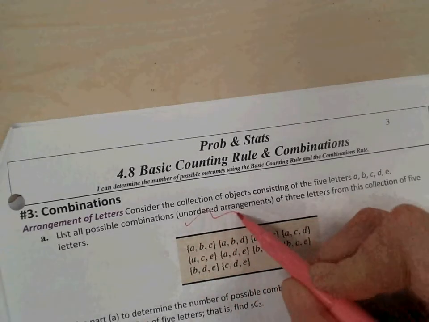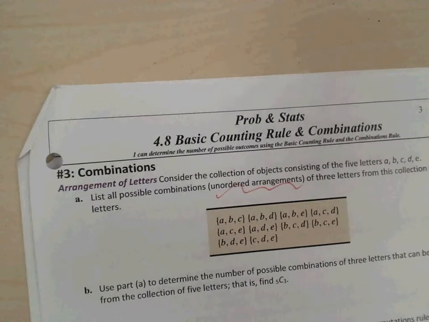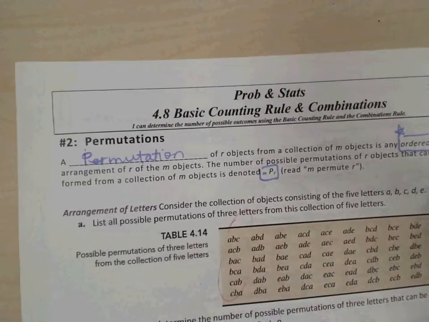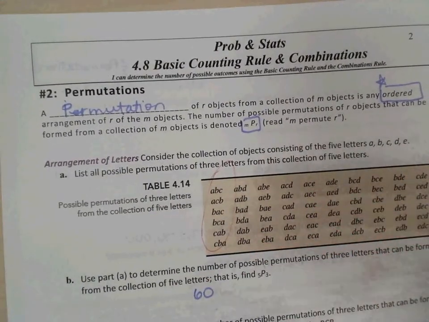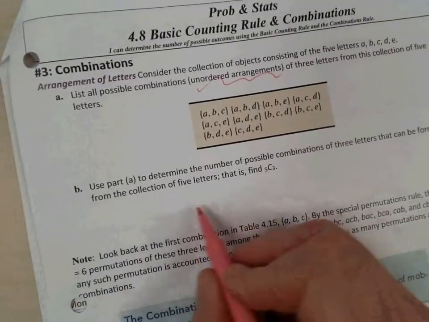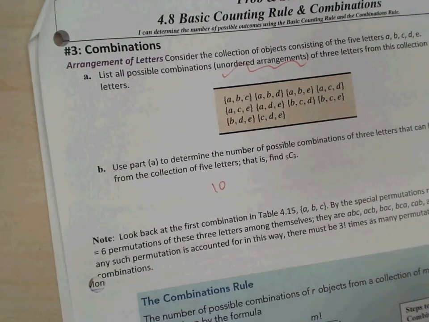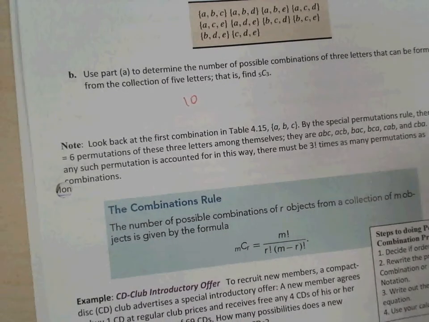So we have arrangements of letters. In this case, order doesn't matter. So we have the 3 letters, but ABC is the same as all of the 6 options that are listed here. So we're only counting all of this as 1. So basically divide by 6. 60 divided by 6, there's 10 different combinations for 5 choose 3.